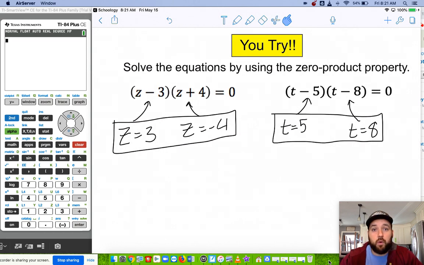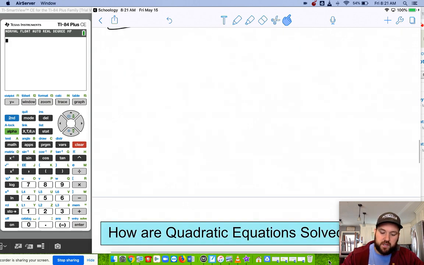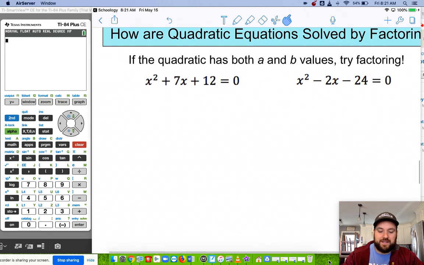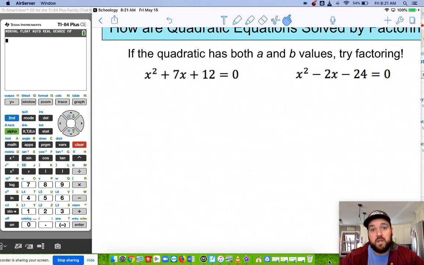And so where we're going to go with this is, the problems we just did, the two problems you did and the two problems prior, are already factored. They're already in sets of parentheses. So what we're going to do is, if we have a quadratic equation, we're going to go ahead and try to factor it to then use that zero product property to our benefit.